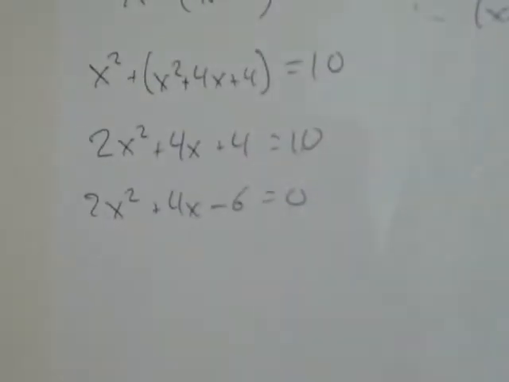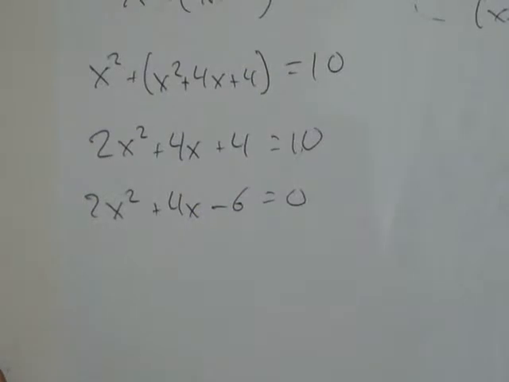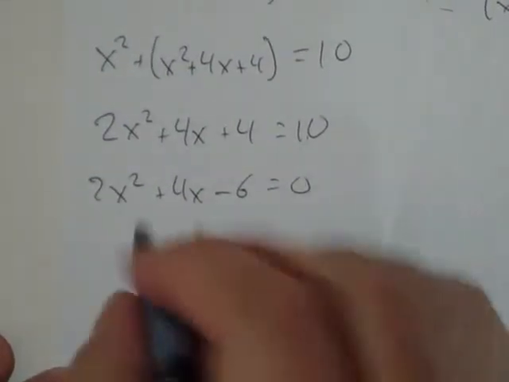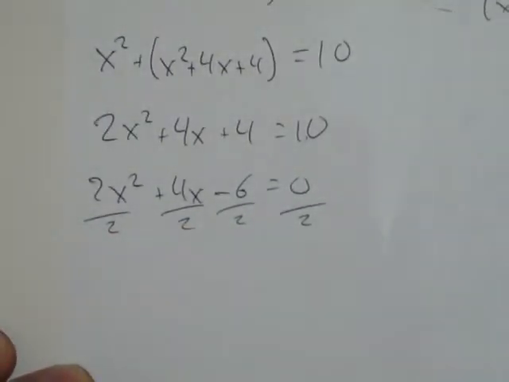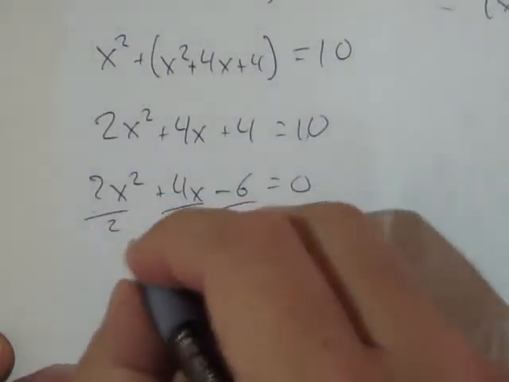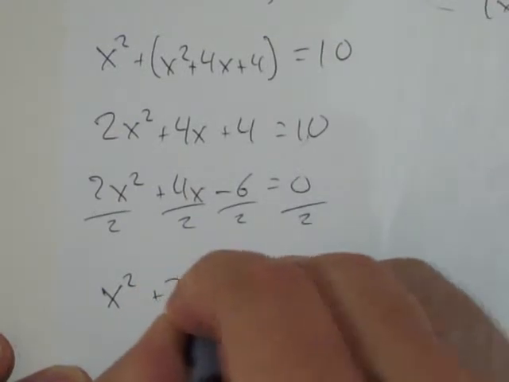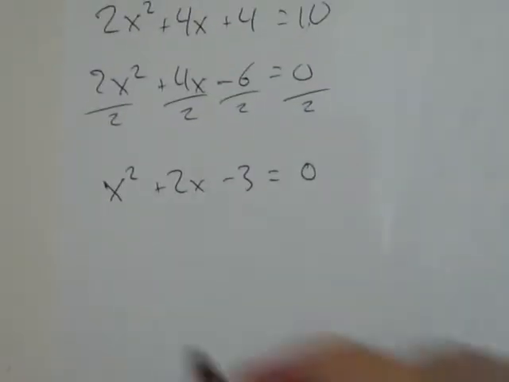And now I'm in a place where I have to factor something that has a 2 in front, but I don't have to, because I can divide everything by 2. I have an equation, so I can divide everything on one side and everything on the other side by 2, so I'm good. And I don't lose any solutions or anything. So I get x squared plus 2x minus 3 equals 0. Now I have something much nicer to factor.